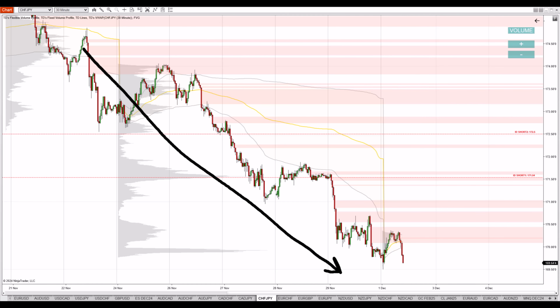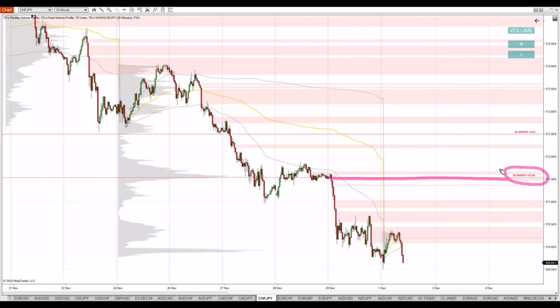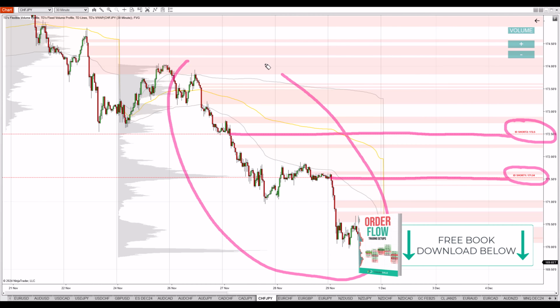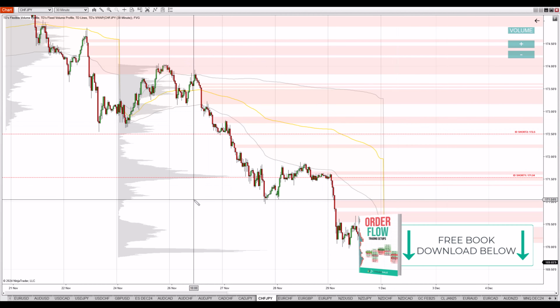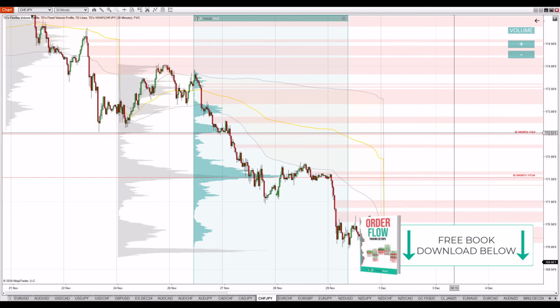Now, as you can see, I have two shorts. The first one is this one at 171.54. The second one is 172.5. If you look at this downtrend zone with a flexible volume profile, it will point you to those levels.